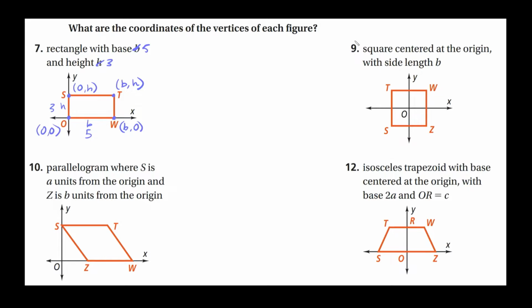All right, now the next one is number 9, and this one just says this is a square centered at the origin with side length b. So each side length, so the distance from T to W is a distance of b. Same thing from W to Z, that's a distance of b, Z to S, and from S to T. So if the whole distance right here is a distance of b, that means the distance from the axis to the coordinate must be half of b, or we could write that as b over 2.